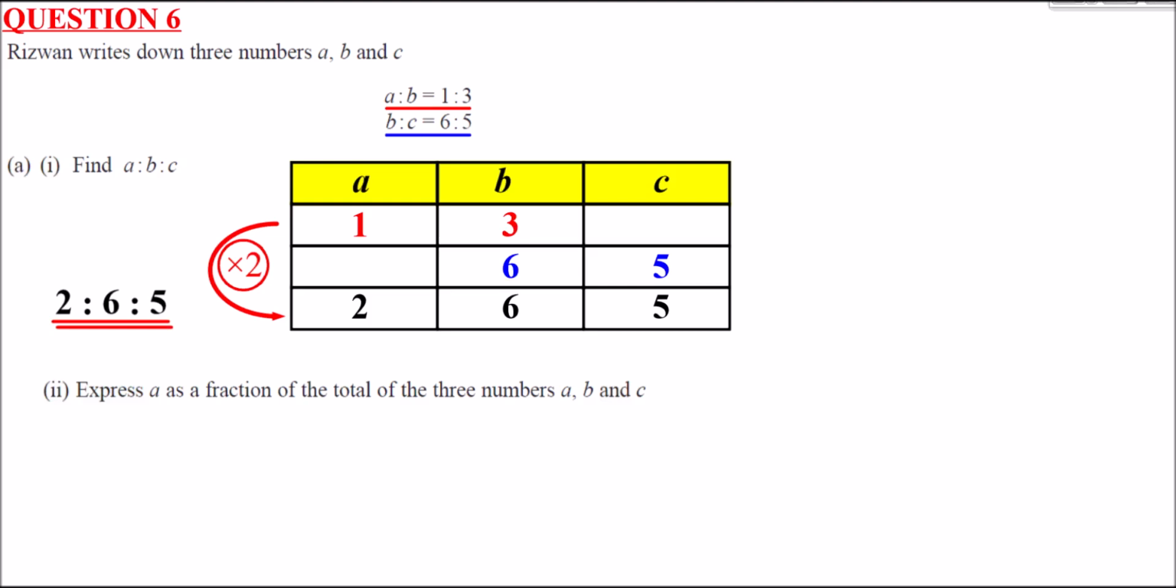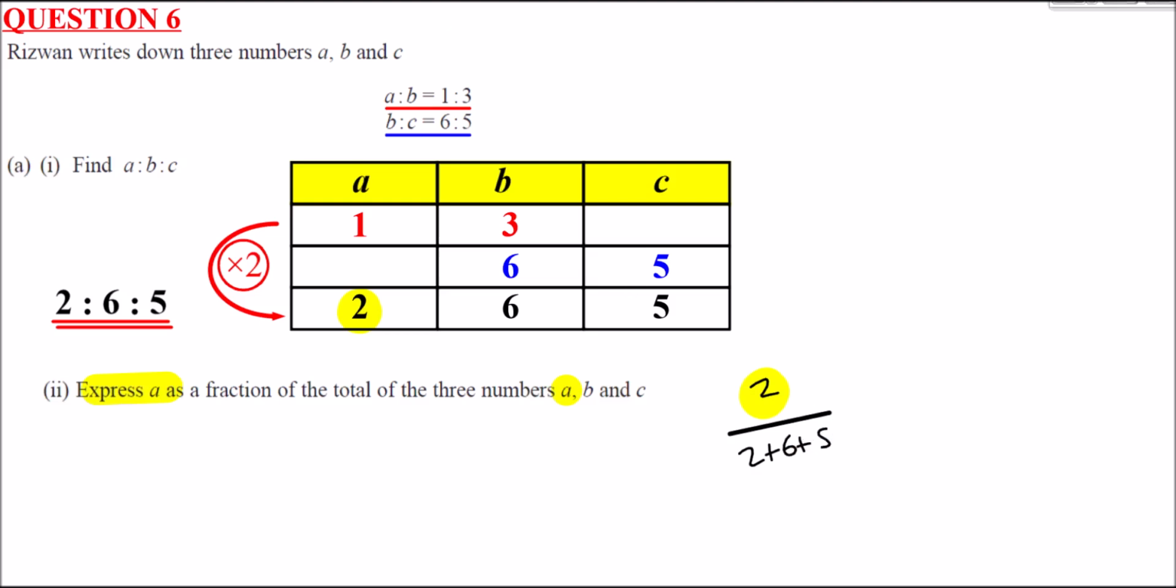For part 2 of part A, it asks us to express A as a fraction of the total of the 3 numbers A, B and C. So express A as a fraction of all 3 numbers A, B and C. So A is 2 parts. So A is essentially just 2. But the whole total of numbers, if you have a look at all of them, is actually 2 plus 6 plus 5.